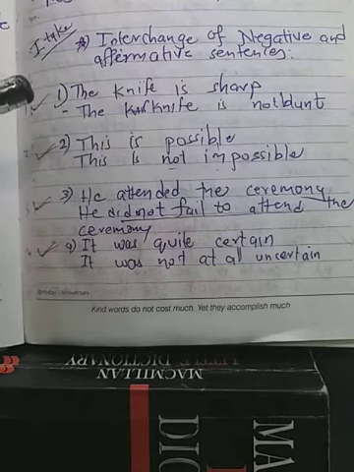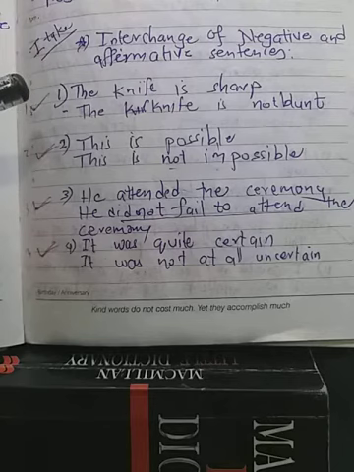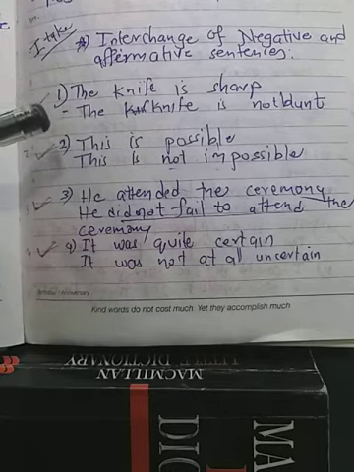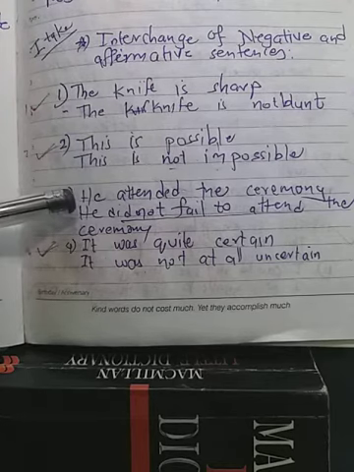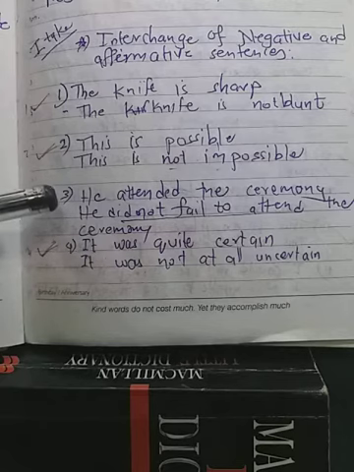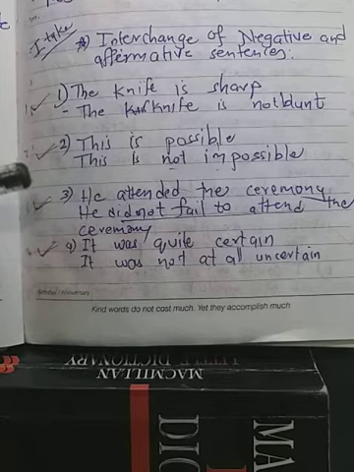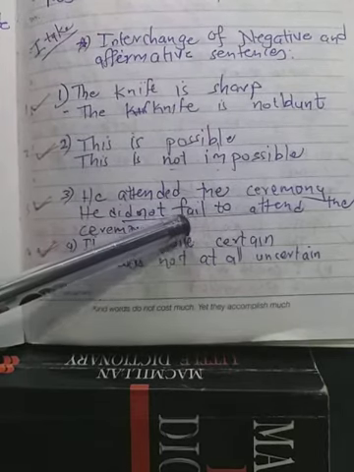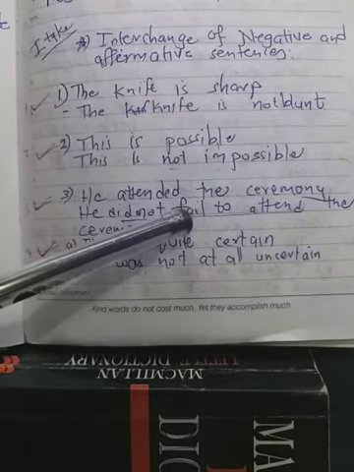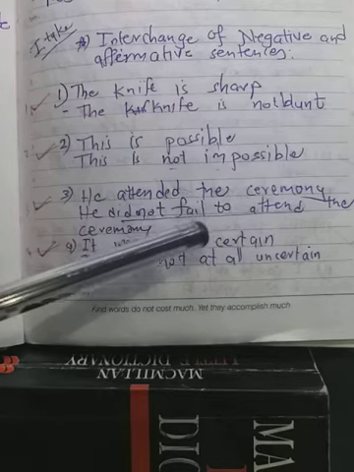Most probably this type of shorter sentences come in transformation in your question paper. The third sentence says that he attended the ceremony. So again over here, he attended the ceremony is a positive. So we have to convert it into negative. Attended: it is not necessary that you always have the opposite word. Sometimes you have to add fail to attend.